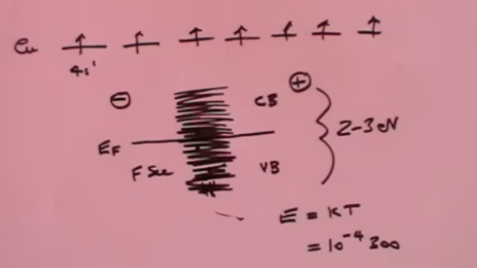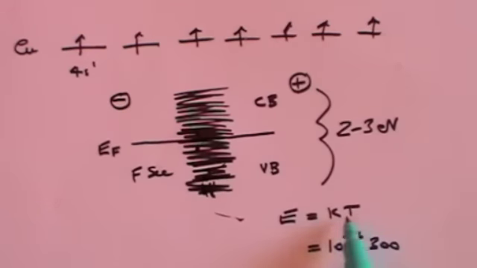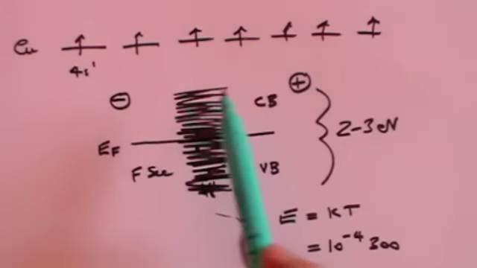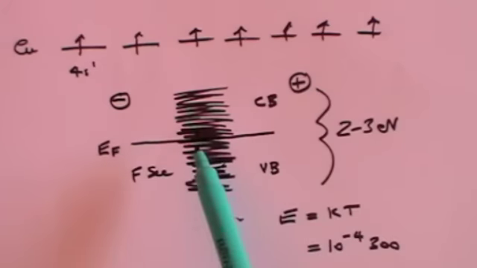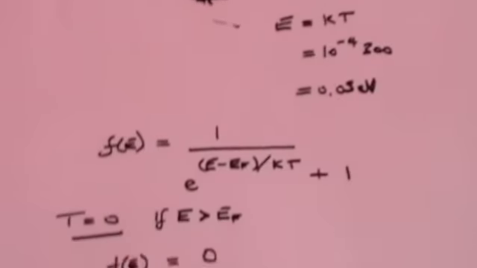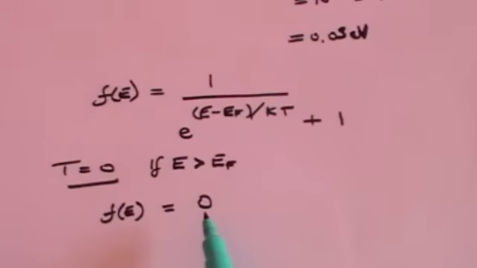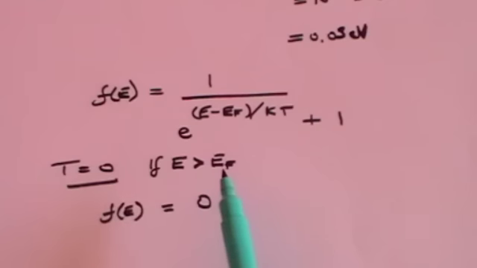And there is no energy here to promote any electrons, because T is zero, and therefore the energy available to promote electrons into the conduction band is zero. So when T is zero, these are all full, these are all empty, and there's no energy around to promote any electrons up. And that's why you get this solution here. The probability of an energy level above the Fermi level being occupied is zero.